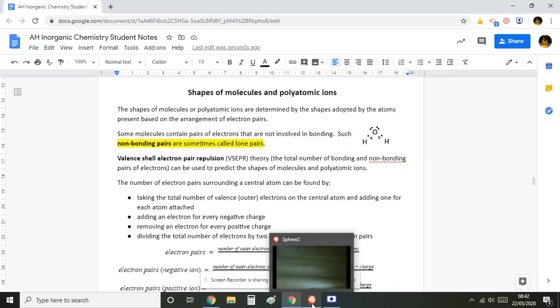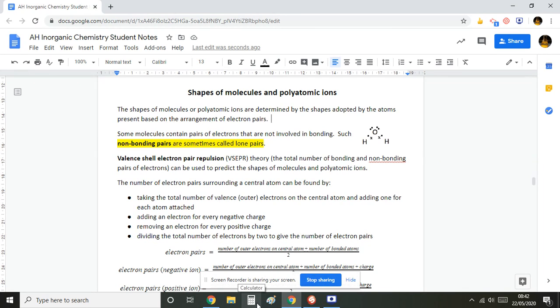We're going to use valence shell electron pair repulsion theory, which is shortened to VSEPR theory. What this looks at is the total number of bonding and non-bonding pairs of electrons, and that's what you have to consider when you're looking at the shapes of molecules and ions. You probably remember from National 5 that we just taught you if it's got 5 atoms, then it'll be tetrahedral, and if it's got 4 atoms, then it would be trigonal pyramidal, but we have to look a bit more in depth for Advanced Higher. And these can be used to predict the shapes of molecules and polyatomic ions.